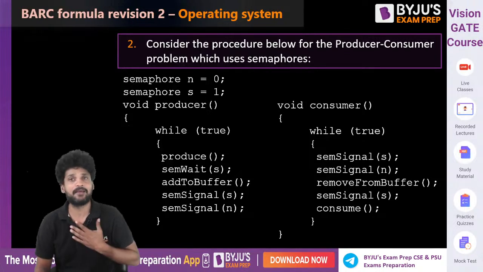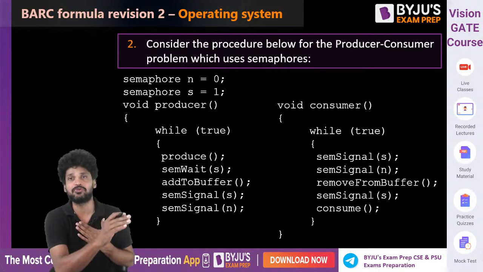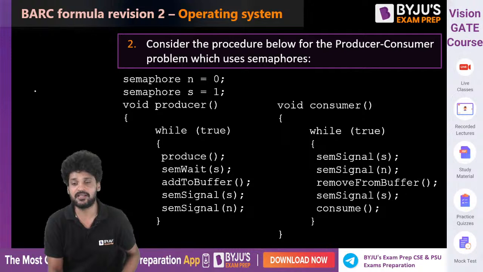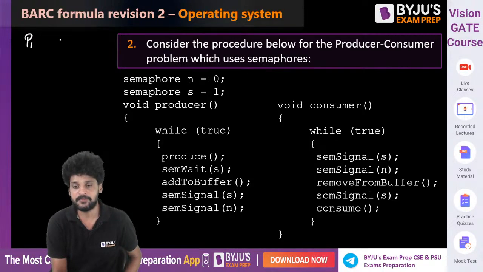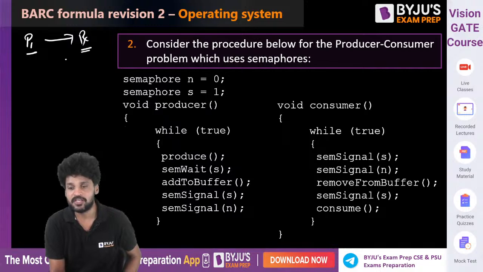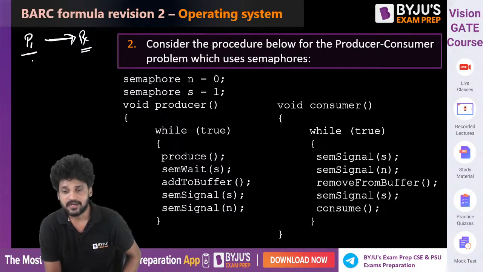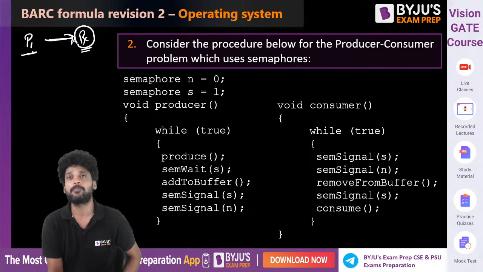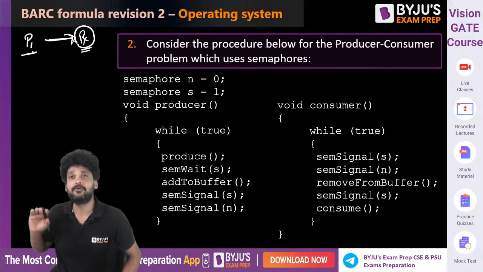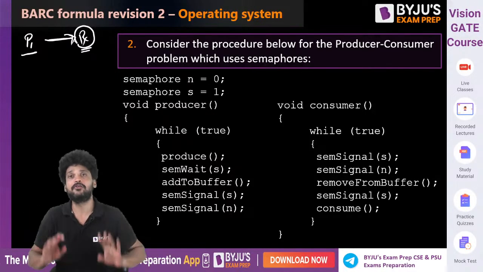For example, I am the operating system. I have given a resource, printer P1, to one process Px. This is the printer, this is the process. Printer P1 has been assigned to process Px. Now, what is no preemption? No preemption states that when a resource has been allocated to one process, unless that process releases the resource, the operating system cannot forcibly pull that resource back. This is called no preemption.